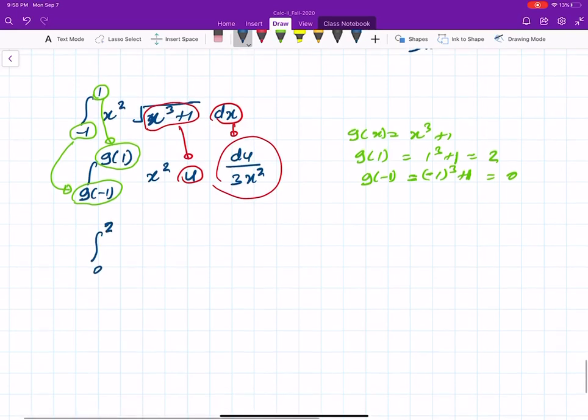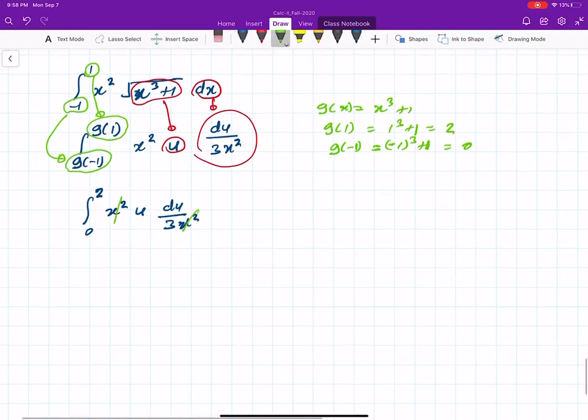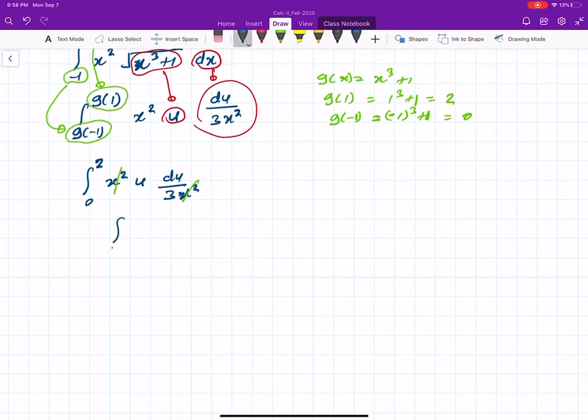And here x to the power 2, and here du is 3x squared. You can see this x squared can be cancelled by that x squared, and then the problem will be simplified as an integration problem from 0 to 2 of u du, and here 1 over 3.